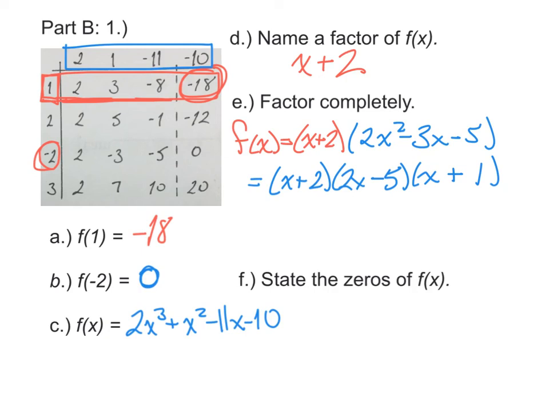Finally, we can finish it up by finding the zeros. Since it's completely factored, we already know that one of the zeros comes from here. If that factor is equal to 0, then x is negative 2. If this factor equaled 0, then x would be 5 halves. And if the last one were to equal 0, then x would be negative 1.